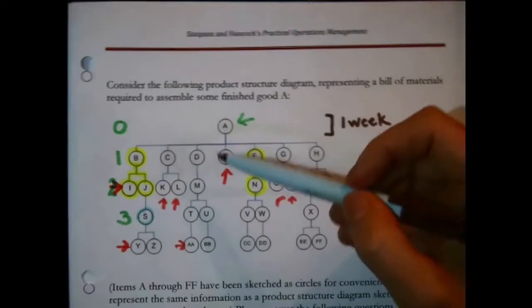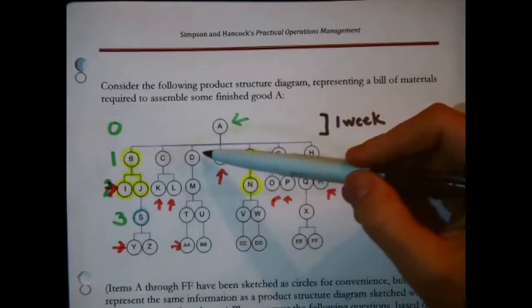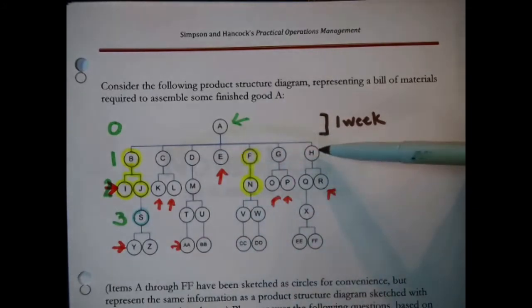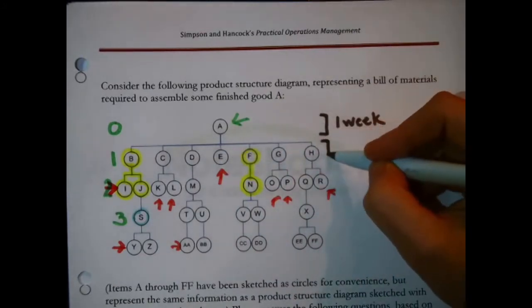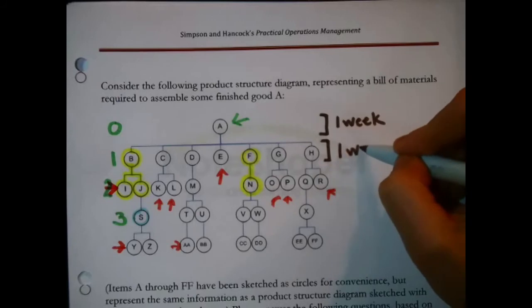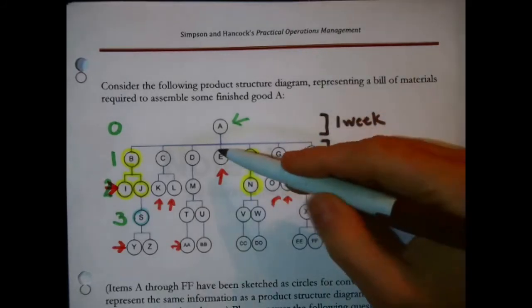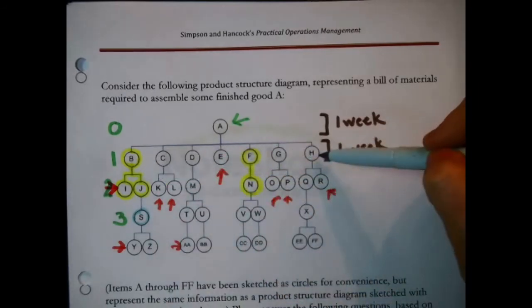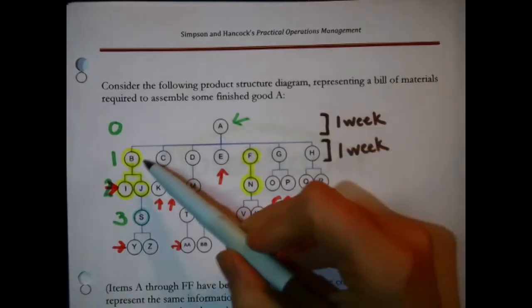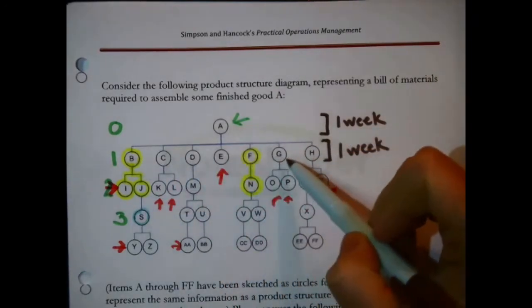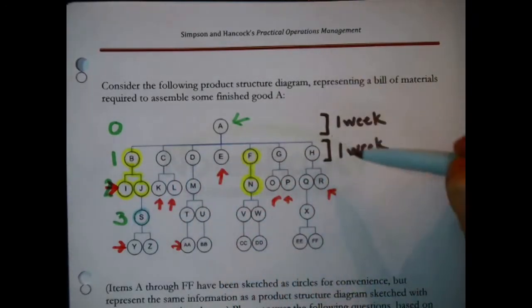You don't have anything in inventory, and to assemble A, you need a B, C, D, E, F, G, and H. And the lead time on each one of those is 1 week. The assumption always is in MRP that they don't go one after each other, that you can procure or produce or whatever, get them all simultaneously, which means that bringing all of them into existence is going to take 1 week.